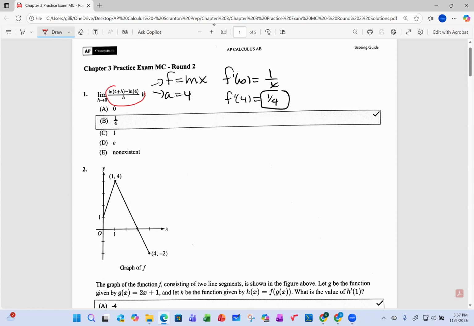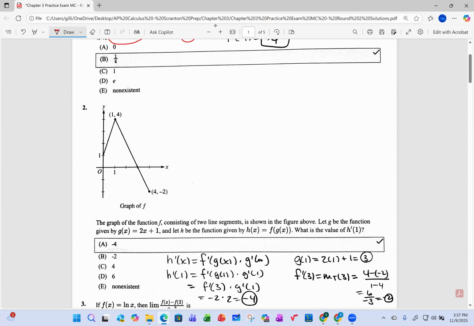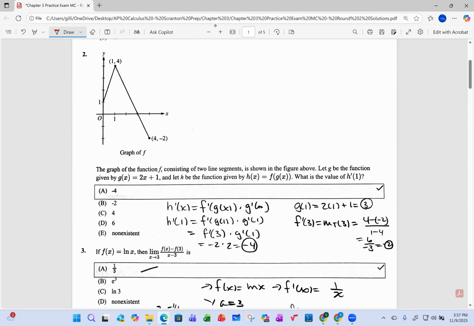I got to recognize two things. My function is the natural log of x, and the a value is 4. The derivative of ln of x is 1 over x, and I'll just sub in the 4 and get 1/4. And number 2, it's nothing more.